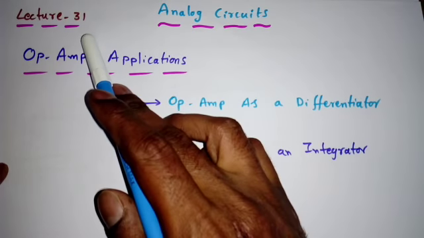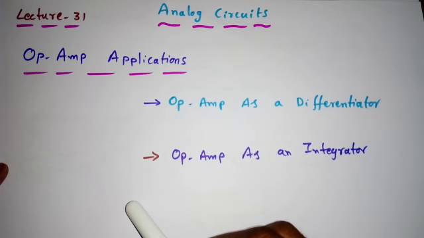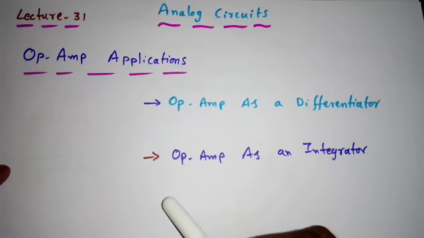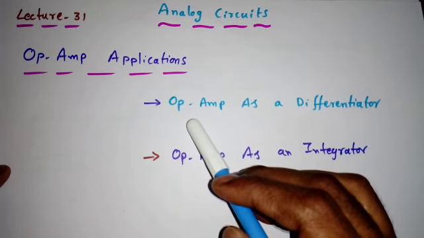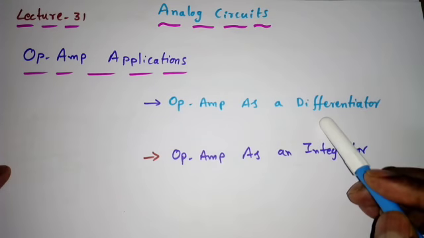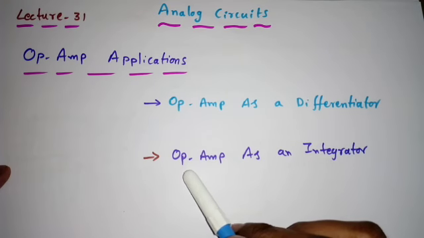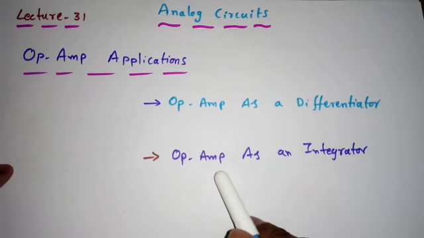Hi everyone, this is lecture 31 in analog circuits. In this lecture, we will discuss two important applications of operational amplifier. The first one is operational amplifier as a differentiator, and the second one is operational amplifier as an integrator.